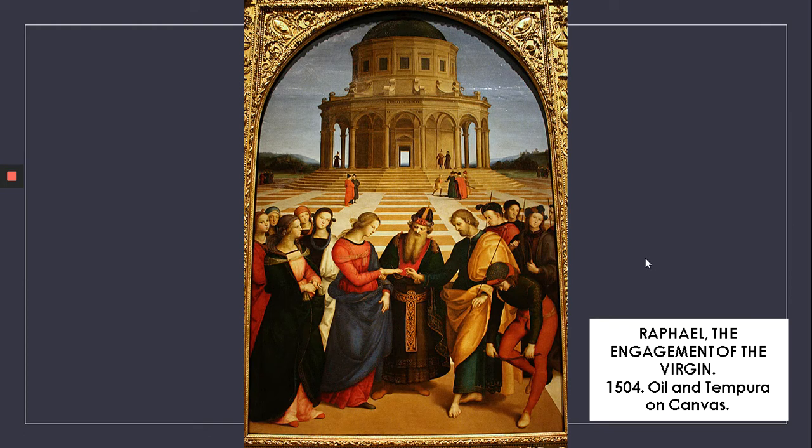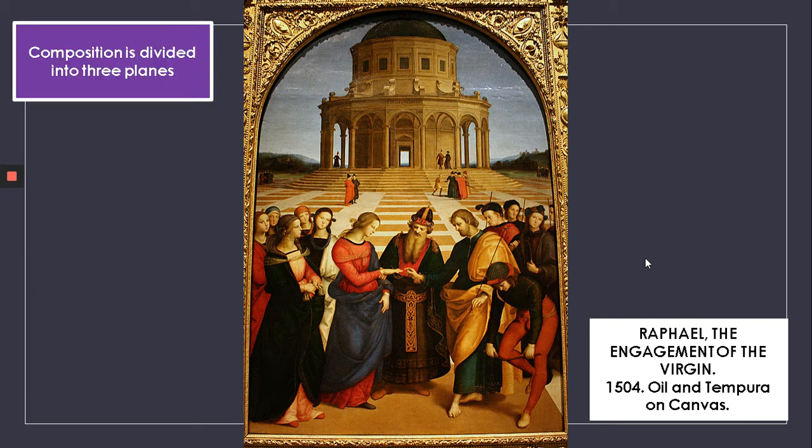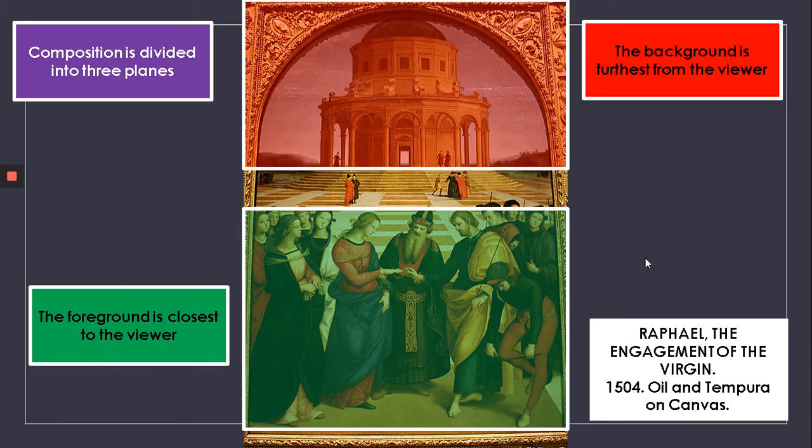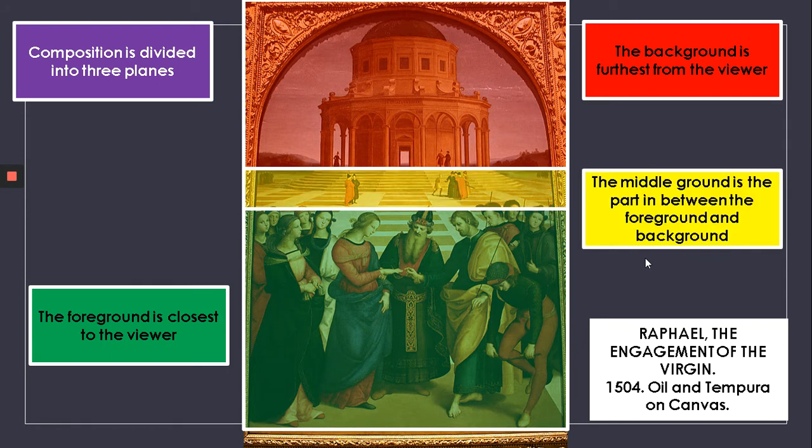Okay, so when we look at composition, we look at an image and we have the picture plane. So we have composition divided into 3 planes. We've got the foreground closest to us, the background furthest from us, and the midground in the middle, or you can even call it the middle ground.